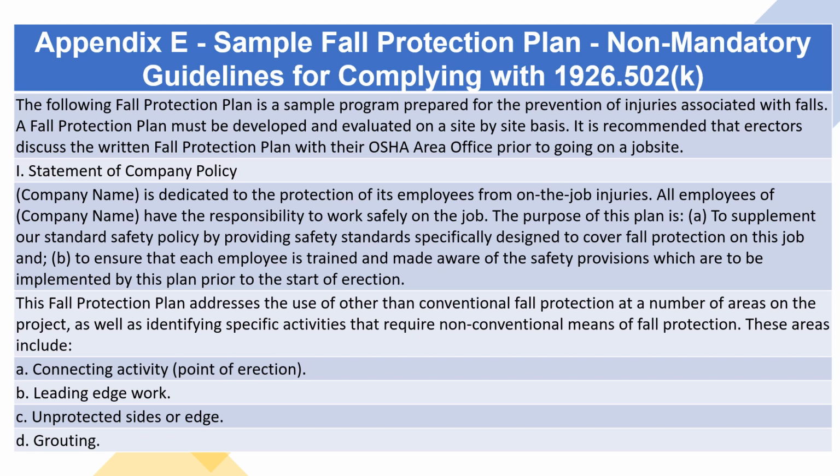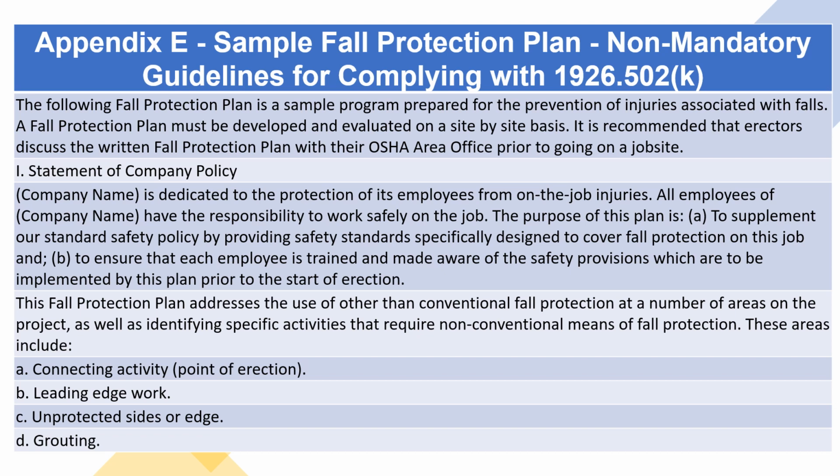Statement of company policy. Company name is dedicated to the protection of its employees from on-the-job injuries. All employees of company name have the responsibility to work safely on the job. The purpose of this plan is A. To supplement our standard safety policy by providing safety standards specifically designed to cover fall protection on this job, and B. To ensure that each employee is trained and made aware of the safety provisions which are to be implemented by this plan prior to the start of erection.